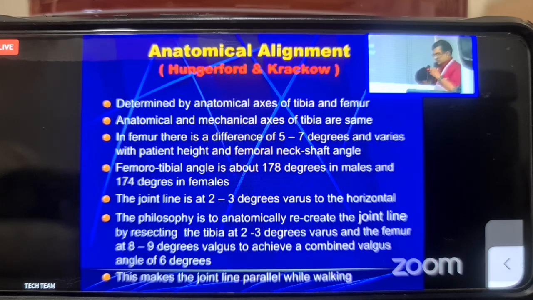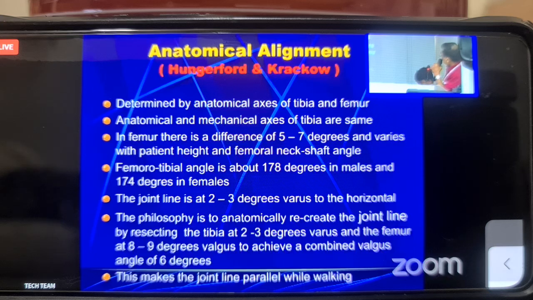We'll go through these in a little more detail. So the first proponent was Hungerford and Krakow, about the anatomical alignment. There are a lot of measurements and degrees given here. The reason why all this is important is because of the femoral offset. Now, the femur is not a straight bone. It has the neck and the head, which is away from the axis of the bone. That's what leads to all this confusion. Here we are still concentrating on the anatomical axis. The mechanical and anatomical axis of the tibia are the same. But in the femur, there is a difference, and that's what complicates everything.